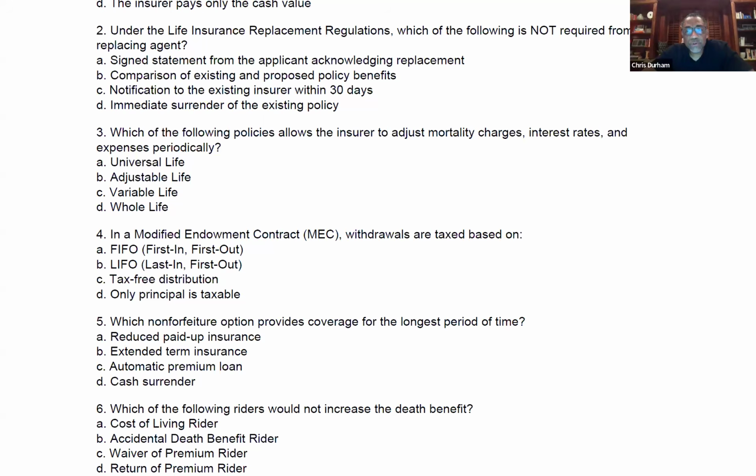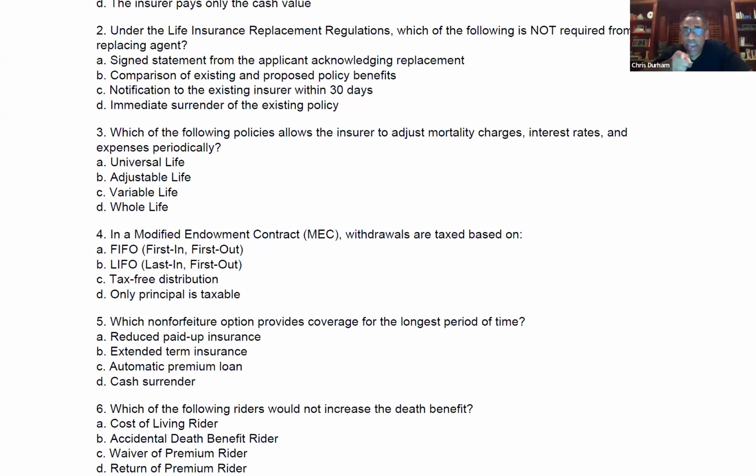B is adjustable life. Now that could be tricky, because with adjustable life you can adjust it, but what you adjust is the premium period or the coverage period or the type of plan. Like it'll change from whole life to term, or from a 20-pay life to something else. They're not even going to ask you all that on the test.